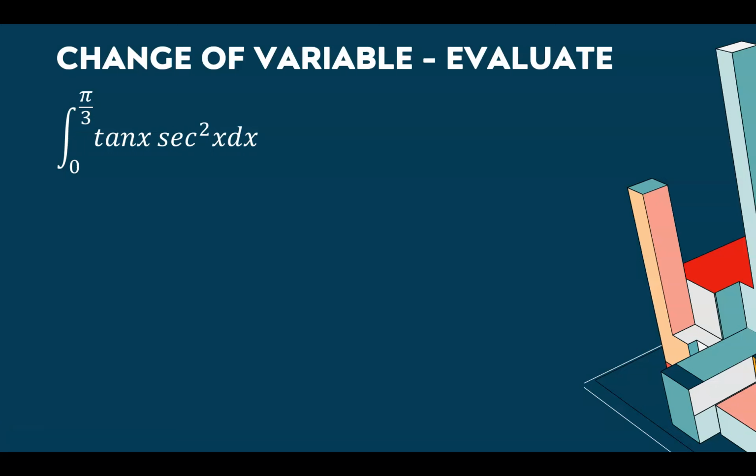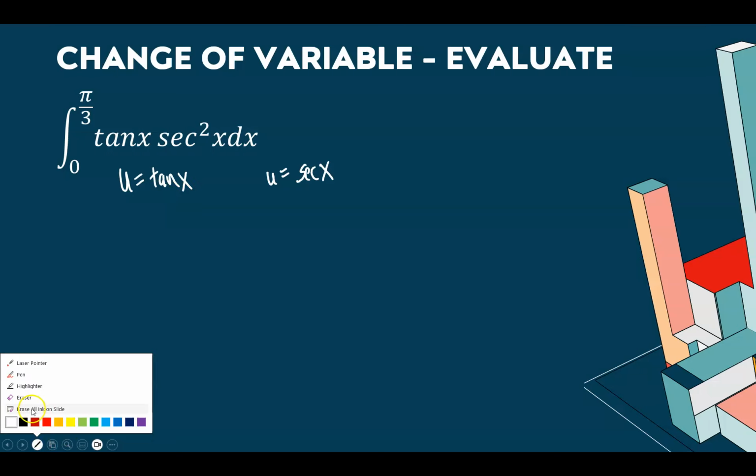Okay. So now let's do a definite integral. We call this change of variable because weirdly we're going to change the variables. And then we'll evaluate everything. And so we already saw that u could be tangent of x, and then du is secant squared x. And u could be secant x, and du is secant x tangent x. But because we have bounds of integration, we're going to evaluate tangent or secant at those bounds. So you have to choose which one you think you're better at.